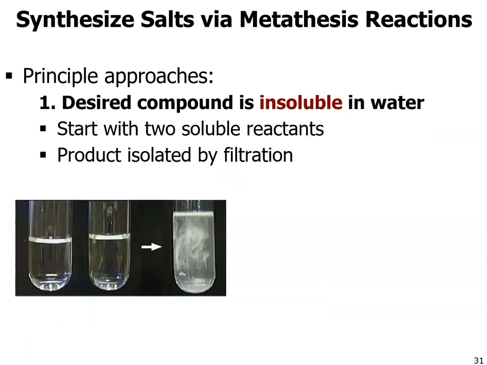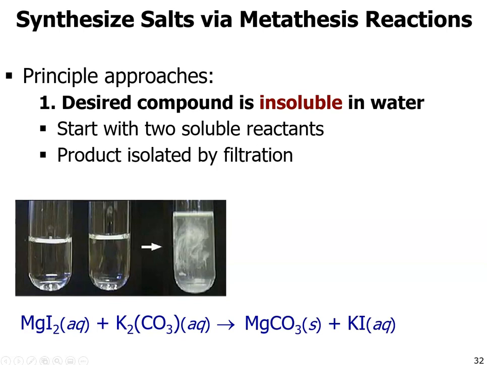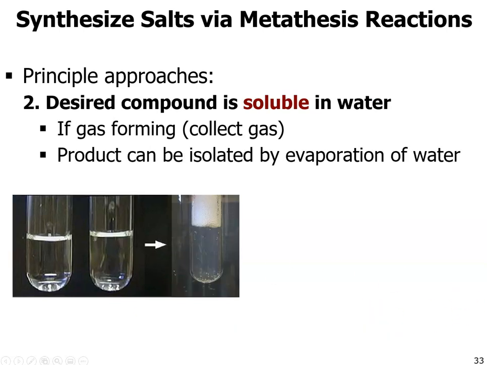Here's an example where a desired compound is insoluble in water. So we start with two soluble reactants, and we can isolate this product by filtration. If we add them together, we get that precipitate, then we can just filter out this desired product. An example might be magnesium iodide and potassium carbonate. These are both aqueous starting materials, and then we would mix those together, and we would form that magnesium carbonate. That's the cloudy substance in here. The potassium iodide ions are just spectator ions. They're not going to be involved, and we can easily filter those out.